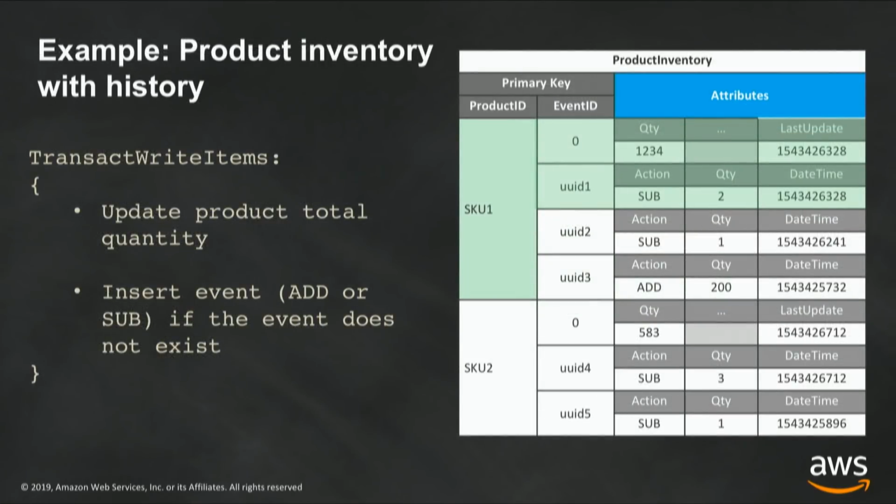Another example: let's say we're managing product inventory with a change log as well, right? Every time we reduce the stock of a given product, first of all, we need to insert the change log, subtract the amount, but also change the quantity on the top item, which has the sort key event ID of 0. That's a kind of symbolic value. It represents the main state item record of this product, right?